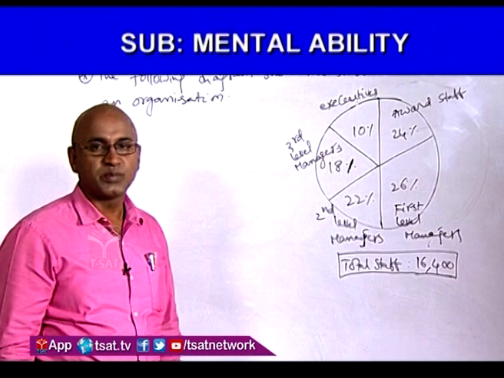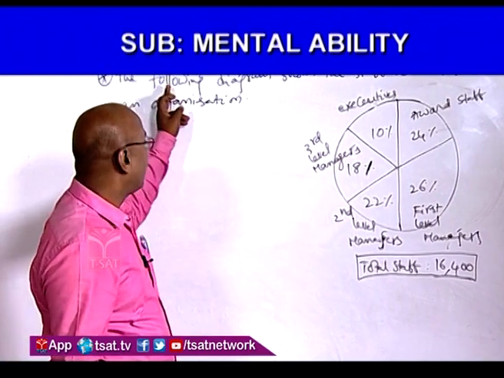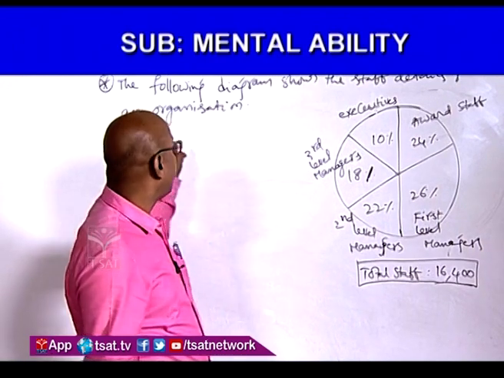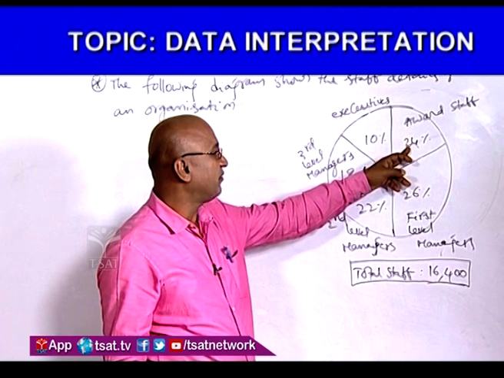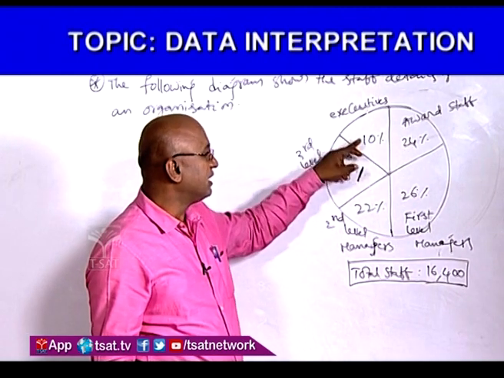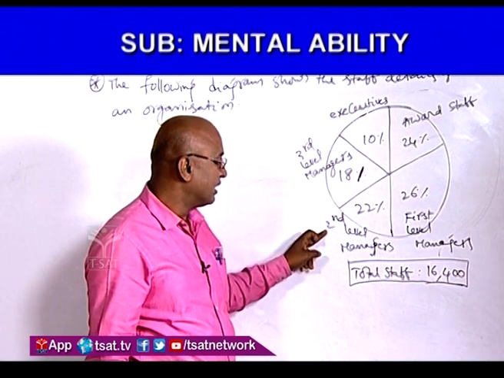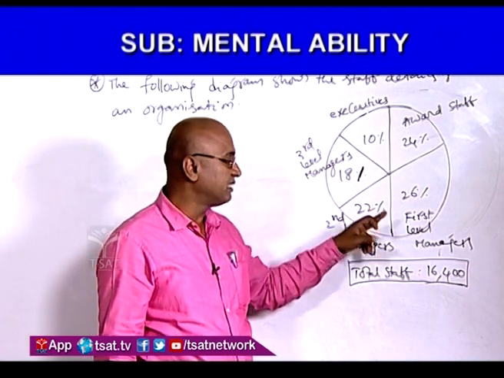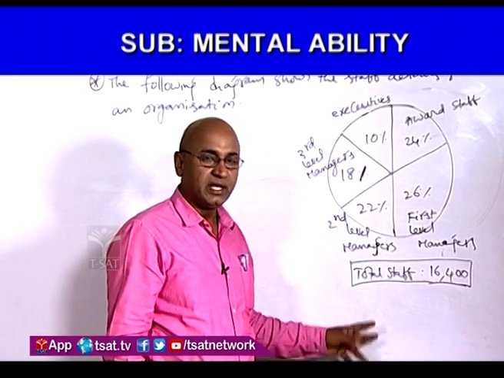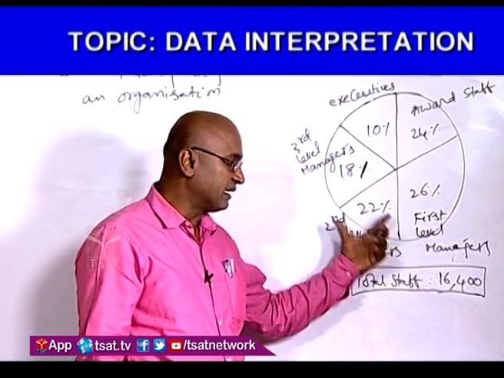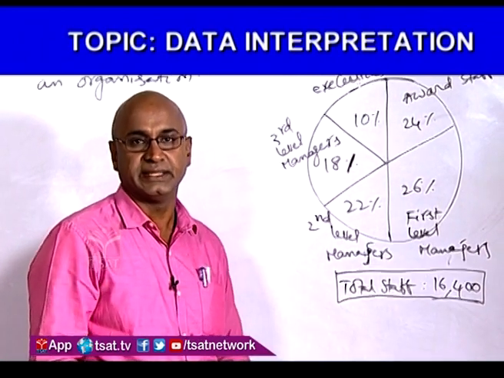Now we will see the next problem in the pie diagrams. The problem is as follows. The following diagram shows the staff details of an organization. Here, award staff is 24%, executives 10%, third level managers 18%, second level managers 22%, first level managers 26%. And the total staff of the organization is also given, it is 16,400.